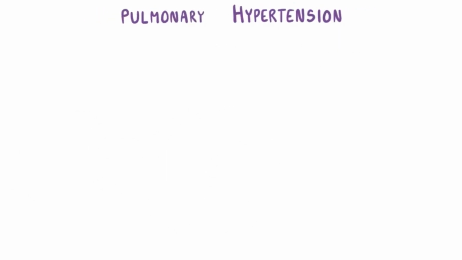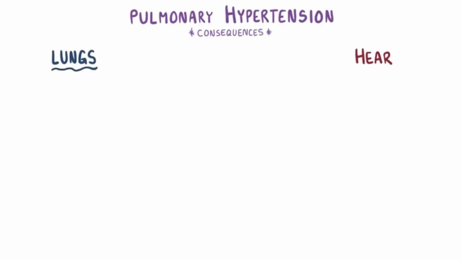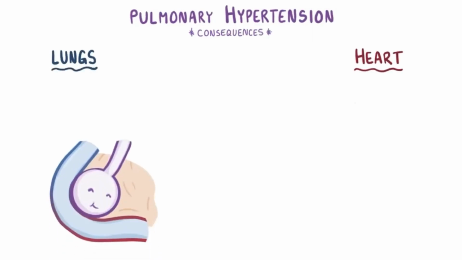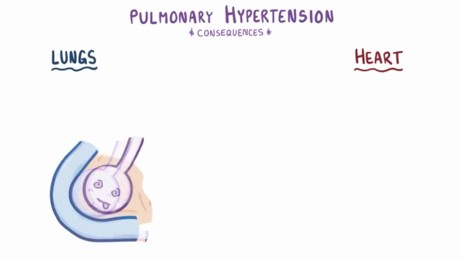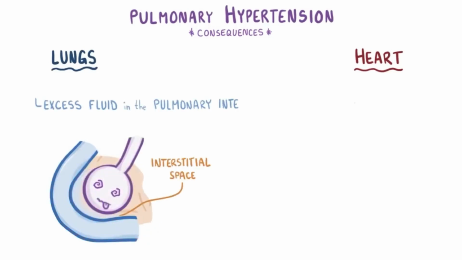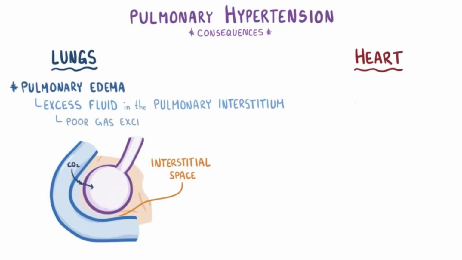Regardless of the cause, once there's pulmonary hypertension, it has important consequences on the lungs and the heart. Fluid can start to squeeze out of the blood vessels in the lungs and can get into the interstitial space. The presence of excess fluid in the pulmonary interstitium is called pulmonary edema, and it can make it more difficult for gas exchange to happen.